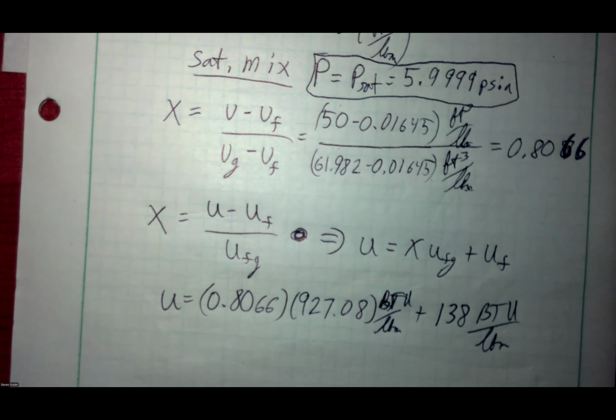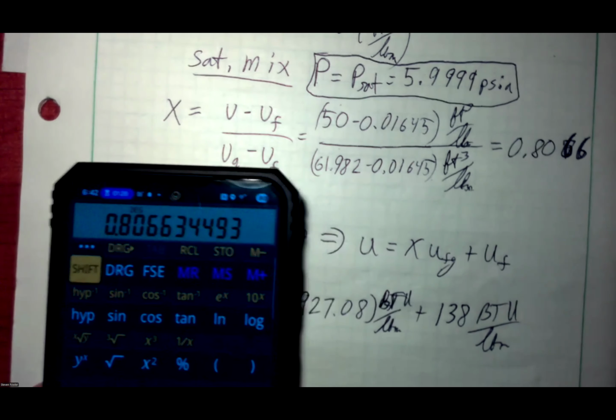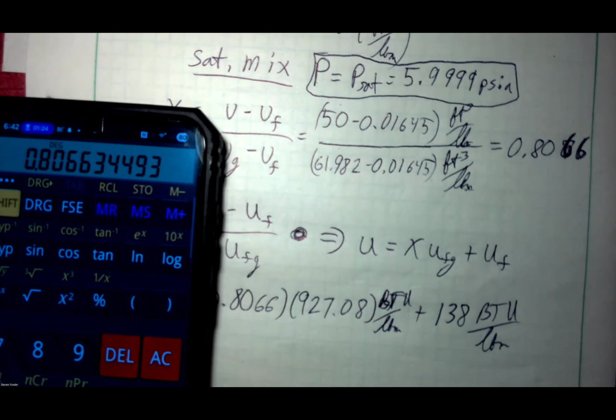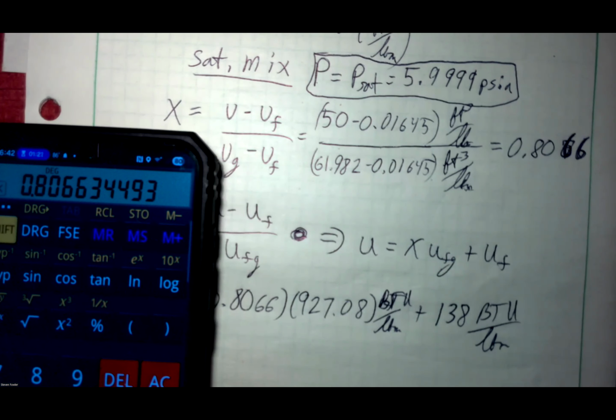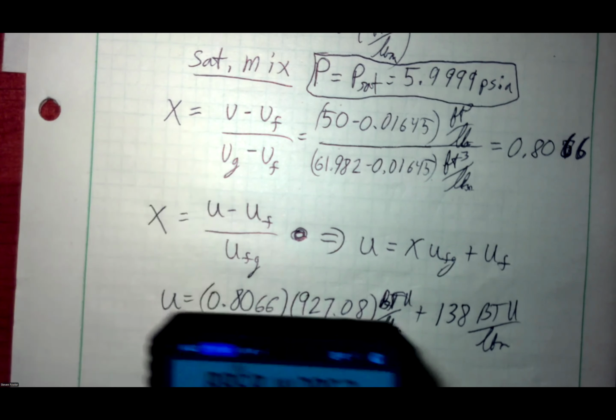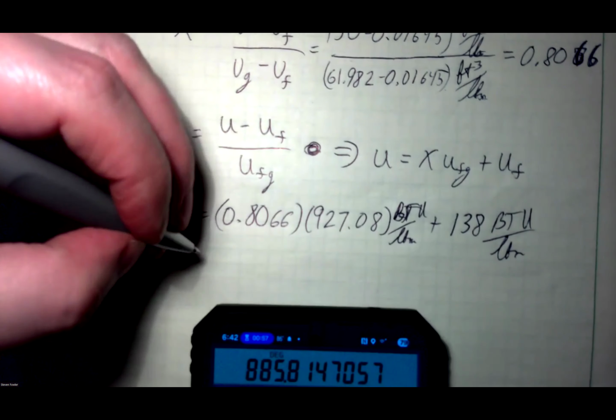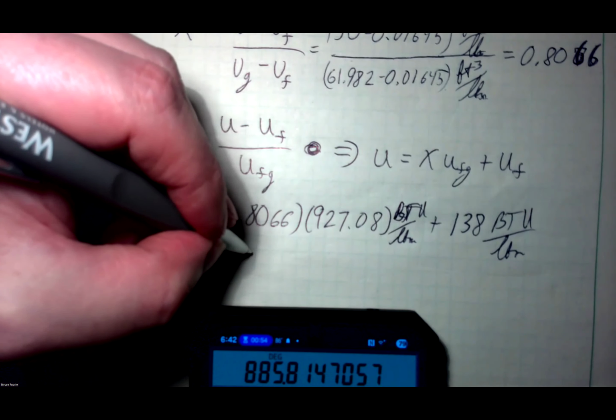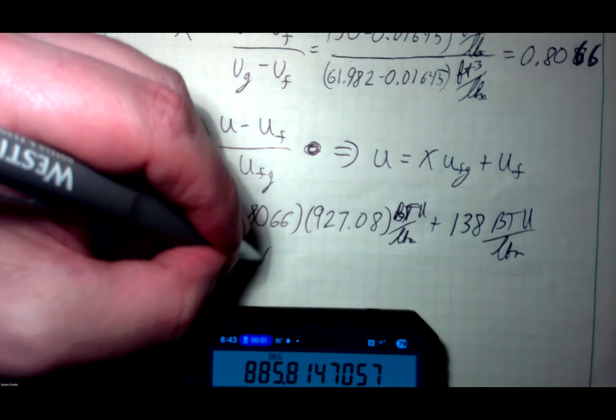Let me bring my calculator back up. We're almost out of time for this video, so that's actually going to work out just fine. So there's my quality. I'm going to multiply that by the UFG value here of 927.08. Again, you should be doing this along with me for practice. So that product is 748 basically. I'm going to add to it the 138 for the saturated liquid value. And that's going to give me a total there of, my U is, we'll say, 886.